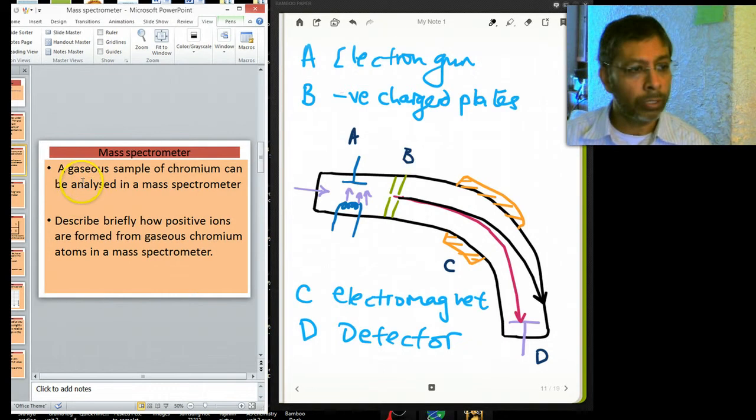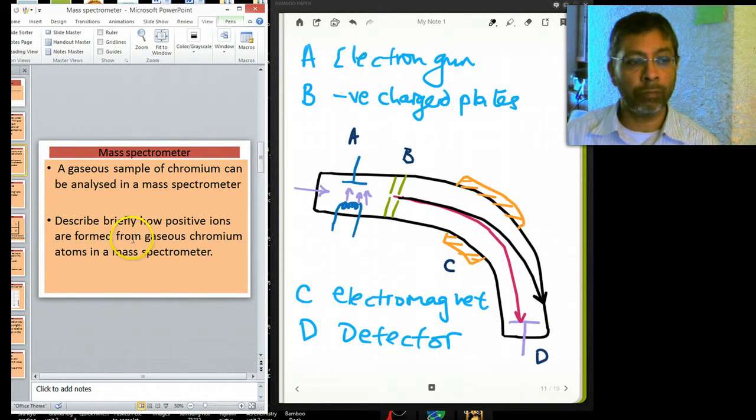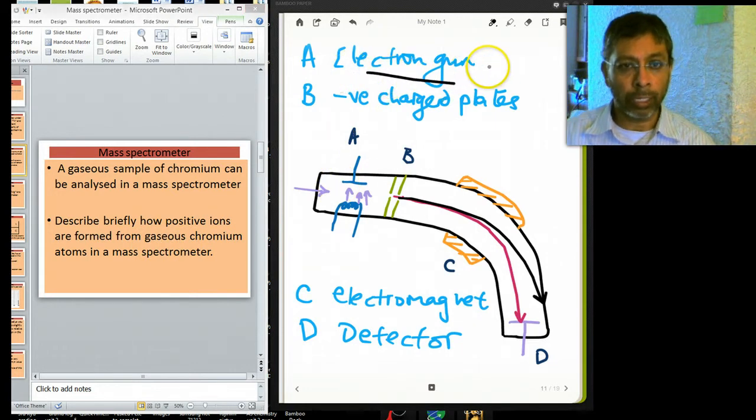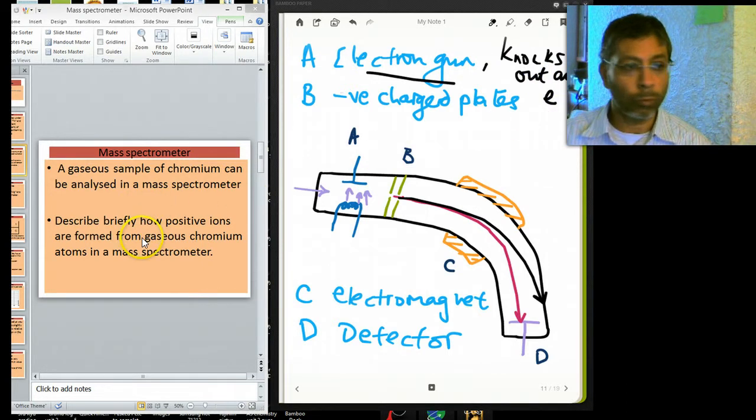Right, here's another question. A gaseous sample of chromium can be analysed in a mass spectrometer. Describe briefly how positive ions are formed. And for this, you need to make sure that you write down electron gun, and you write down that it knocks out an electron. So that's how positive ions are formed.